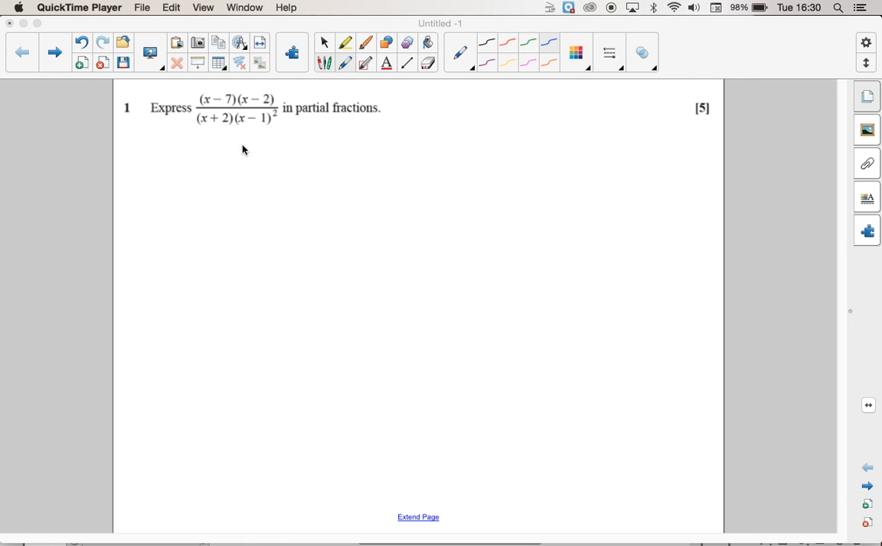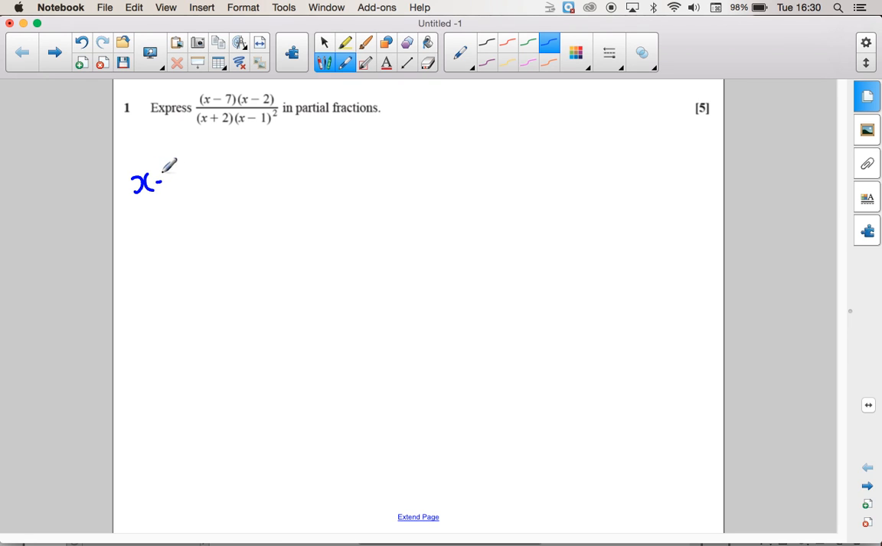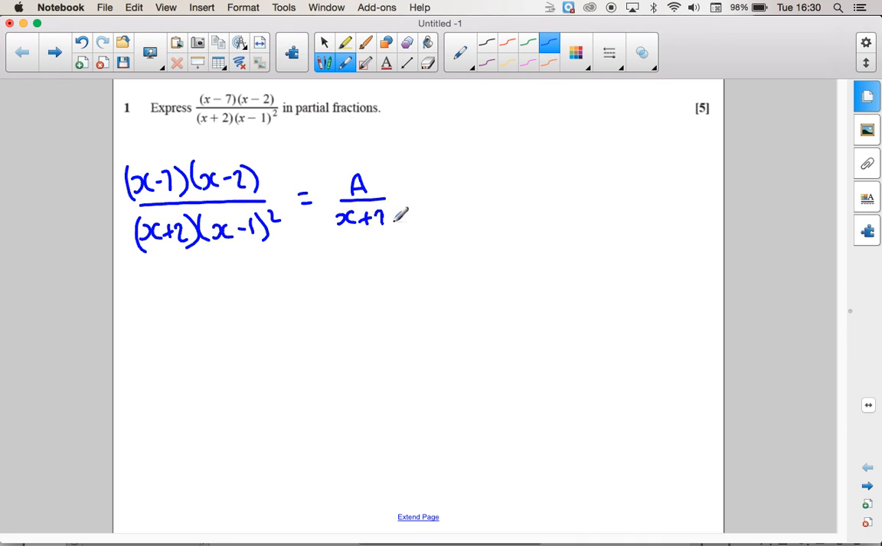Question 1. Let's just split this into partial fractions. So we should know it's a repeated root question. (x minus 7)(x minus 2) over (x plus 2)(x minus 1) squared can be written as something over x plus 2, plus something over x minus 1, plus a third fraction, something else over x minus 1 all squared. And our job is to work out A, B and C.